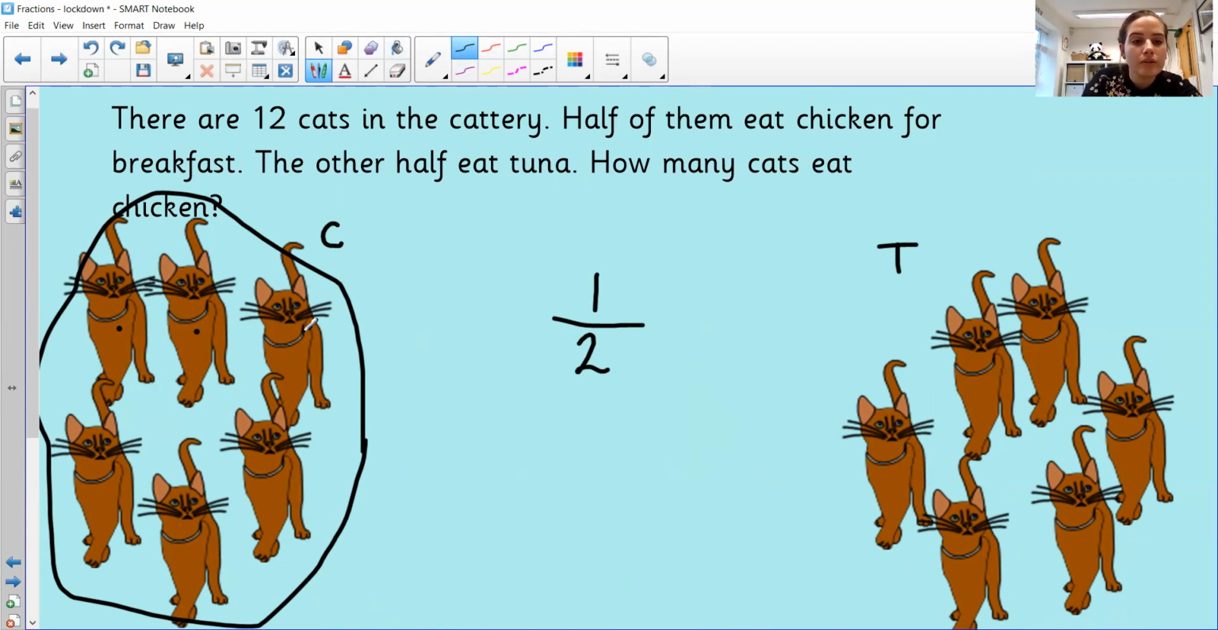1, 2, 3, 4, 5, 6. 1, 2, 3, 4, 5, 6. Excellent. So my question then is, how many cats eat chicken? Can you tell me? Brilliant. 6 cats eat chicken. That's 1/2. 6 cats eat chicken for breakfast.